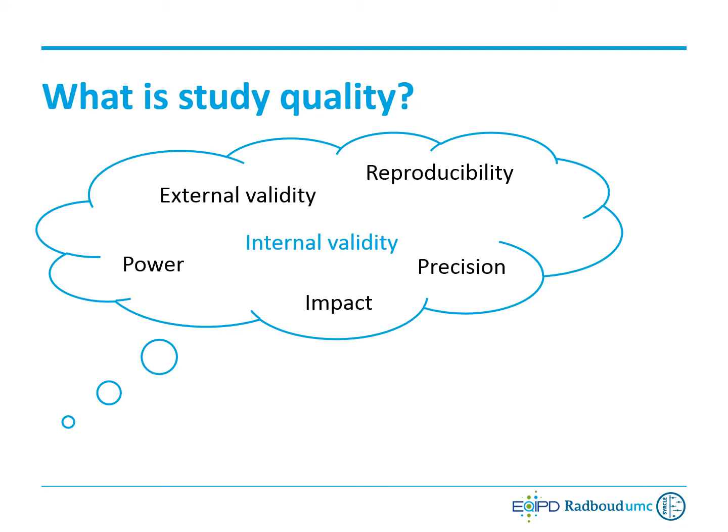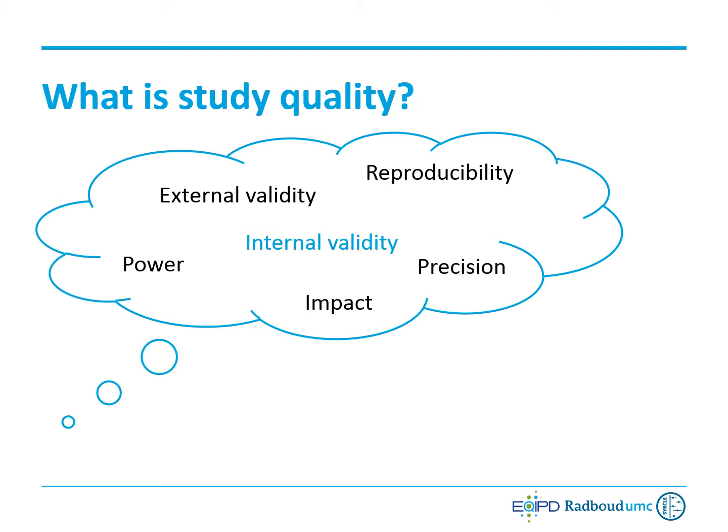Before we set off, let's get our definitions straight. We're going to talk about study quality. But which aspect of quality do we actually mean? A lot of different terms come to mind, such as power, precision, and reproducibility. But in this talk, we'll focus on one of them, internal validity.